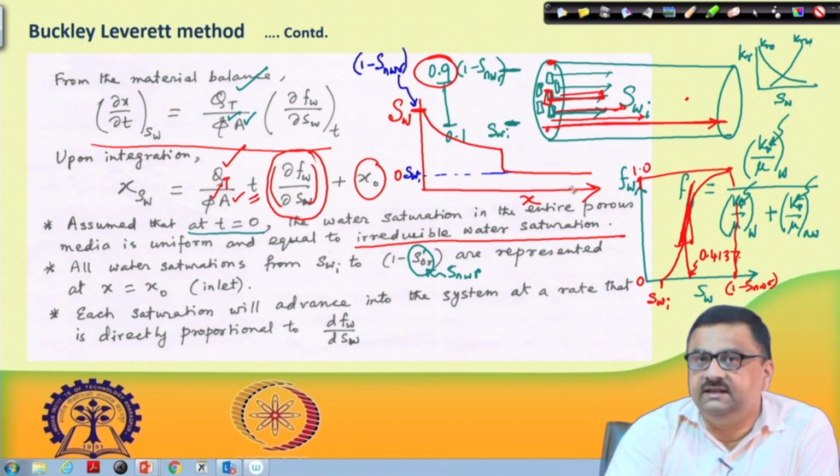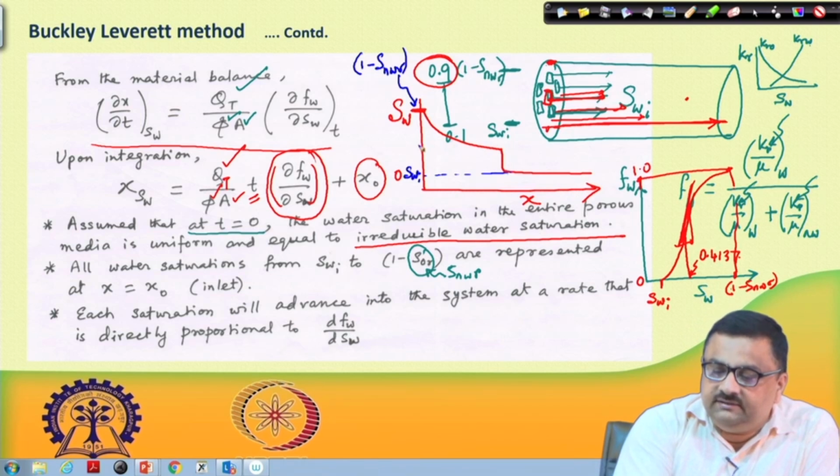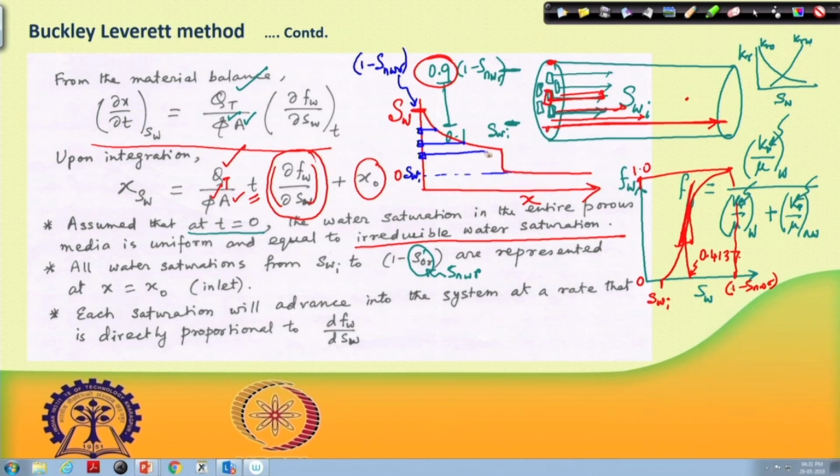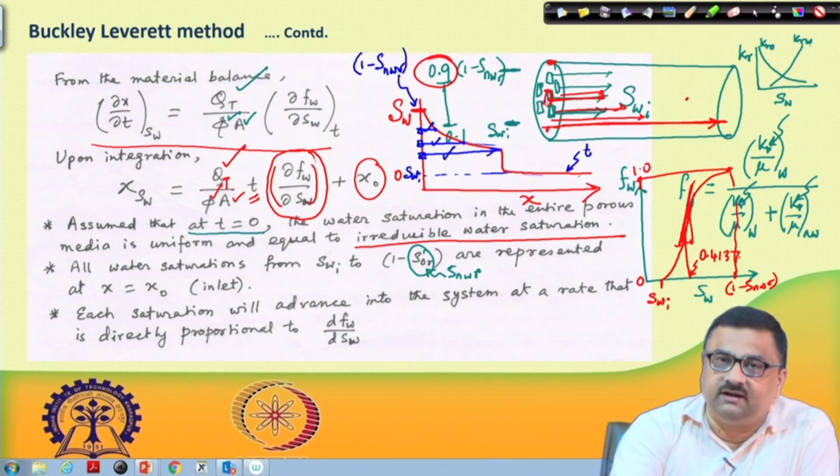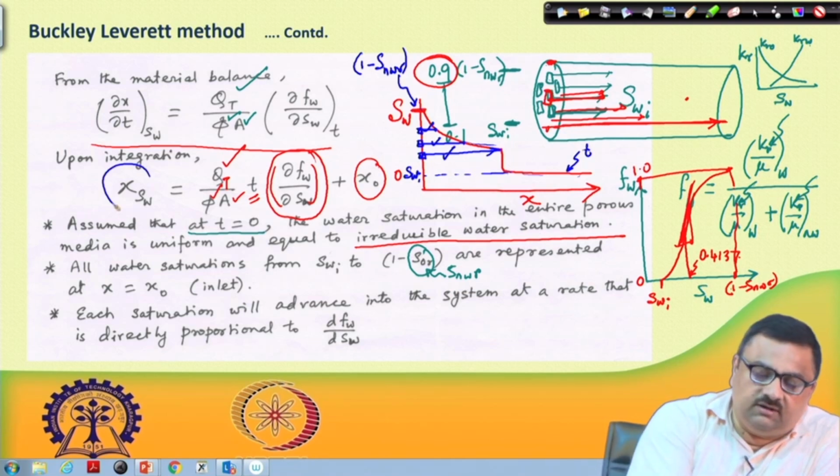So, rest of it is all still SWI, and here this saturation packet has travelled up to this distance, this saturation packet has travelled up to this distance, whereas the saturation packet which is further lower has travelled up to this distance. So, how far they have travelled over time t. This curve that we are referring to is frozen at a particular time. At this time, how far the saturation front has travelled, each packet, how far they have travelled, we can find this out. So, this is what is XSW.